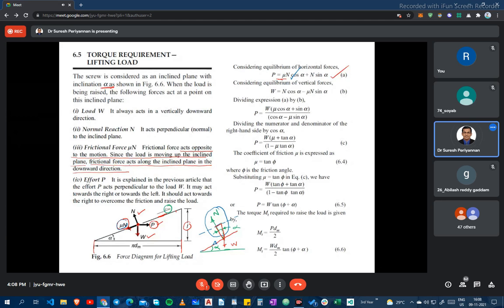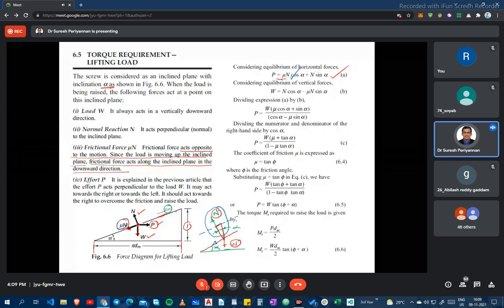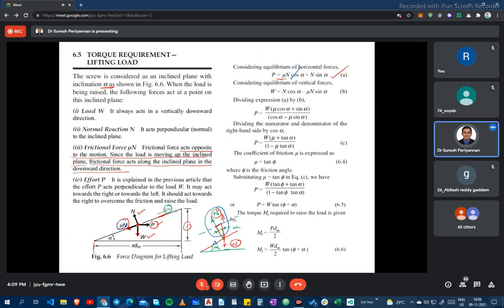Now the equilibrium of vertical forces. The vertical force W must equal N cos alpha minus mu N sin alpha. Because mu N acts in the downward direction, when you take it here, it is minus mu N sin alpha. This is the equilibrium of horizontal force and the equilibrium of vertical force.